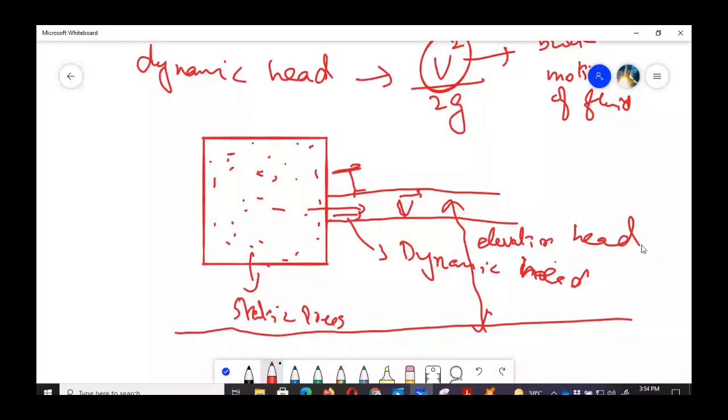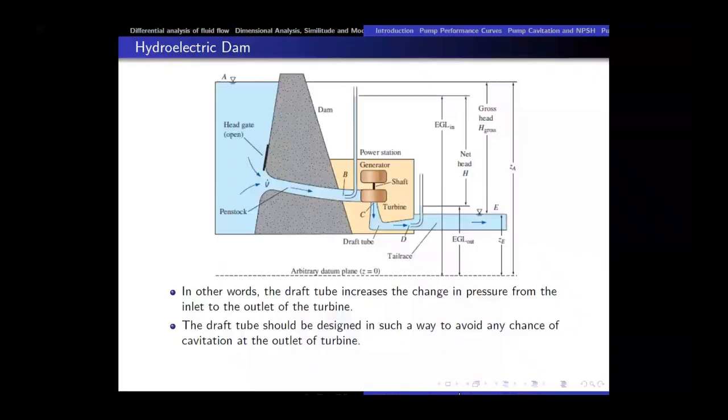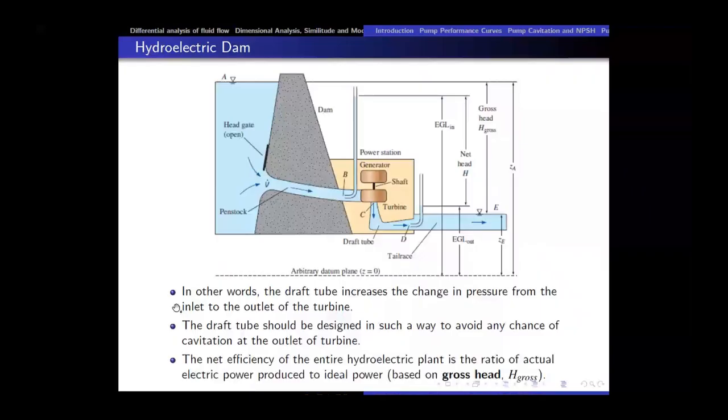Let me conclude the lecture. In draft two we discussed that the net efficiency of the entire hydroelectric plant is the ratio of actual electric power produced to the ideal power. Ideal power would be based upon the gross head, and the actual power would be based upon the net head, which accounts for the frictional losses inside the dam. The turbine efficiency is based on net head rather than gross head.